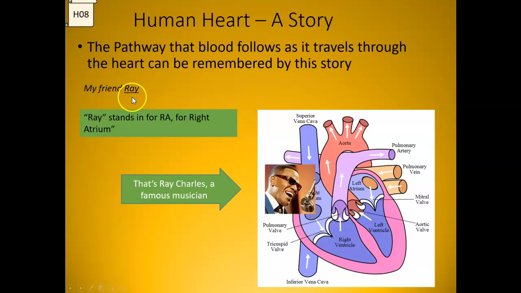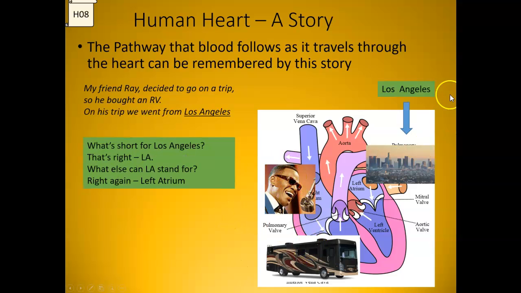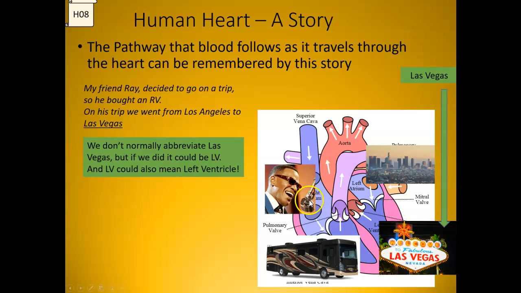So my friend Ray, here's Ray Charles, right? He's a famous musician, but Ray can be for RA, for right atrium. My friend Ray decided to go on a trip, so he bought an RV. Right, there's RV, right ventricle or recreational vehicle. So Ray bought an RV, and on his trip, he went from Los Angeles. There's beautiful Los Angeles, which can be LA or left atrium, to Las Vegas, right? And we don't usually call it LV, but LV would be left ventricle or Las Vegas down there, right?